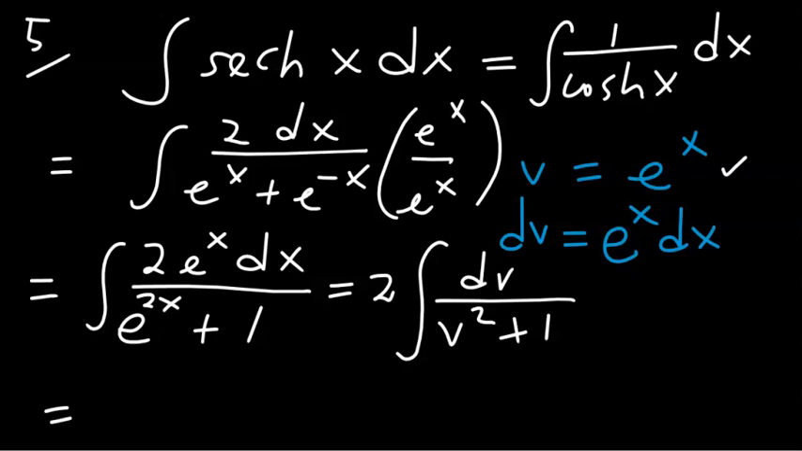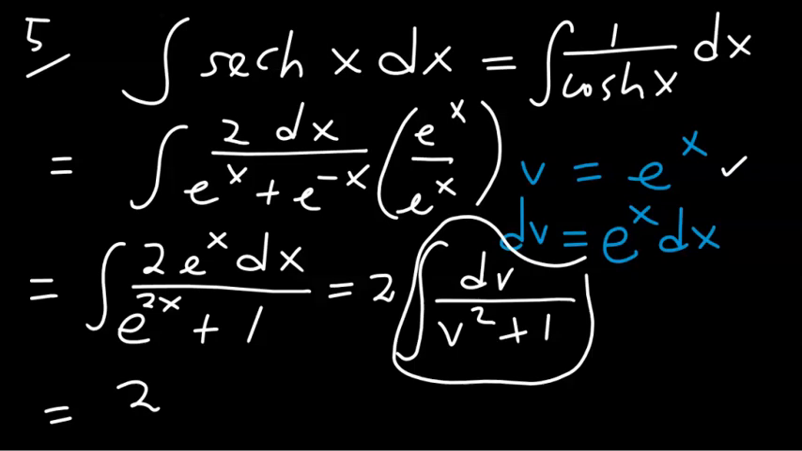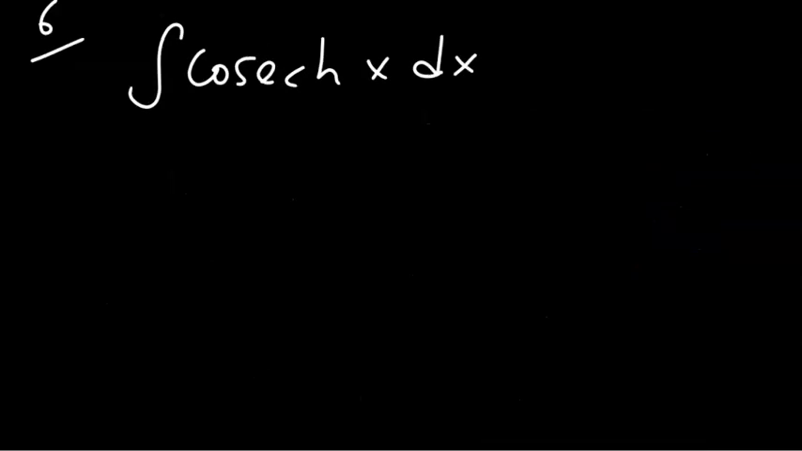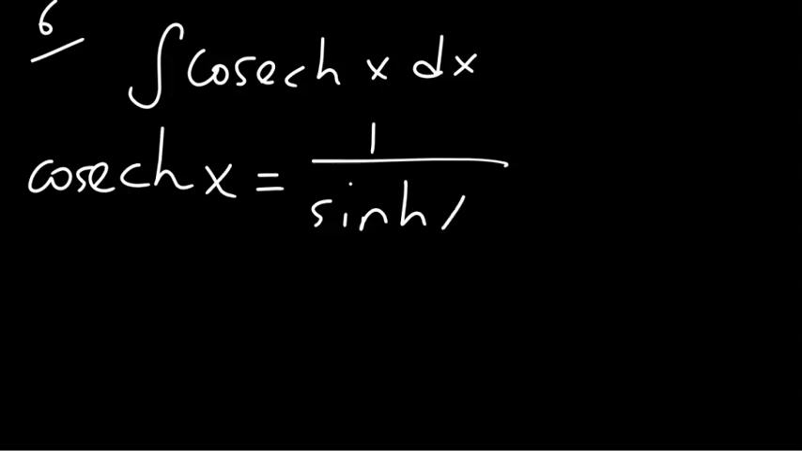From our previous video, we know the integral of 1 over v squared plus 1 with respect to v is just the inverse tangent function of v, plus an integration constant, let's call it c. Substituting back the expression for v, you get 2 inverse tangent of e to the power x plus that integration constant. And that's the final answer. What about this one? Now we know that hyperbolic cosecant of x is 1 over hyperbolic sine of x.